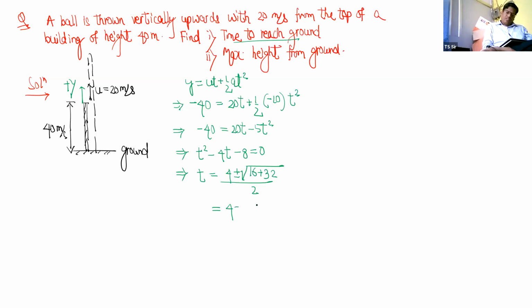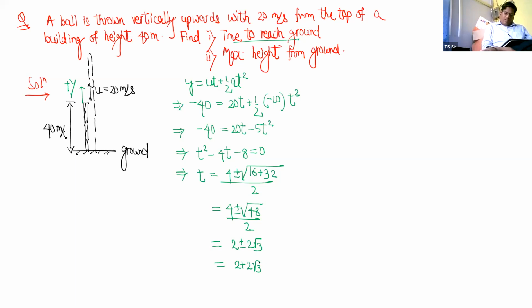So t equal to minus b plus minus root over of b square minus 4ac by 2a. So 4 plus minus root over of 48 by 2a. 48 means 4 root 3. So 2 plus minus 2 root 3. So we will take 2 plus 2 root 3.